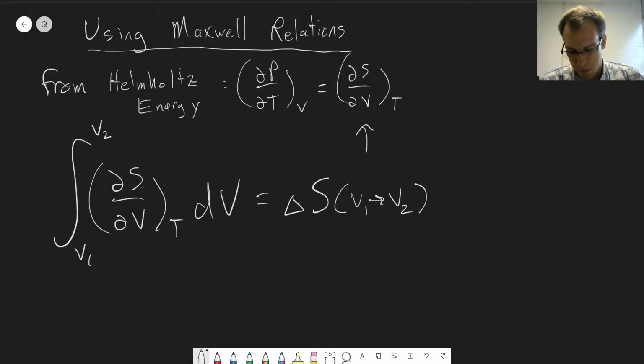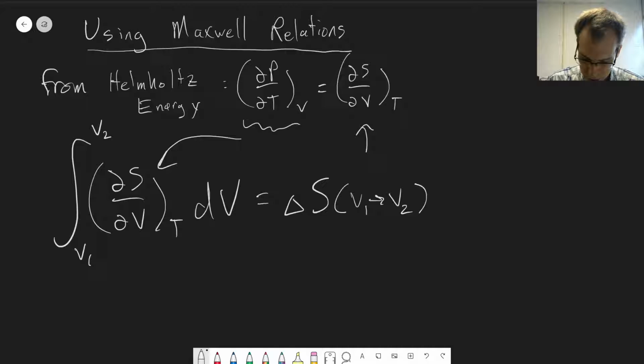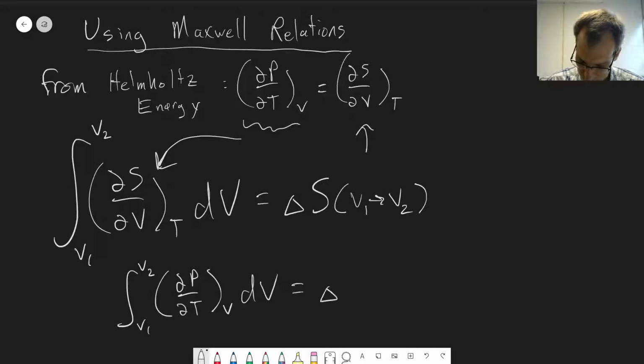Okay, but probably we don't know how entropy changes with volume at constant temperature, and this is where the value of these partial derivatives, these Maxwell relations, comes in: we can use a substitution here. We know this partial derivative is equivalent to this other partial derivative that has things that we can measure, but it'll still be equal to the change in entropy because these partial derivatives are equal. And so we can keep everything else the same, and just make a substitution. So we still integrate from volume 1 to volume 2. Now we change the partial derivative that's in here, and dV, and it's still equal to delta S, going from volume 1 to volume 2.